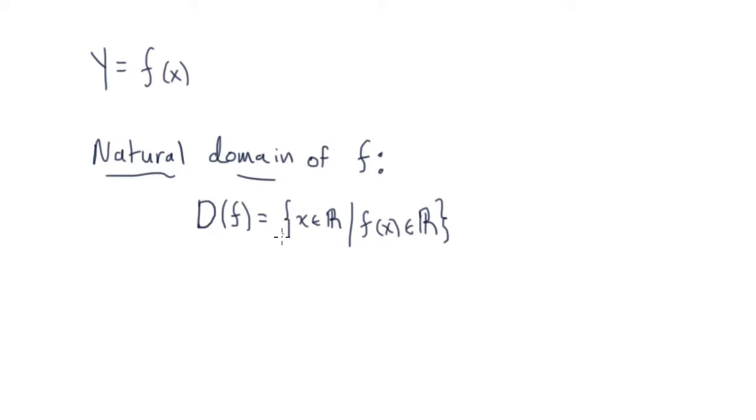So think about, for instance, if the function was 1 over x. Well, we can't divide by 0. So 0 would be excluded from the domain of 1 over x because 1 over 0 is not a real number. So we're just looking at the real numbers that we can naturally plug into the function itself. The next concept is one that I'm sure you're familiar with, and that's the range of the function f.